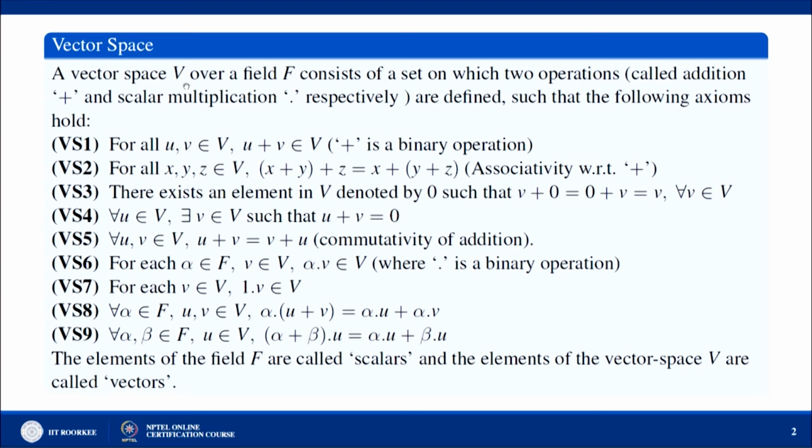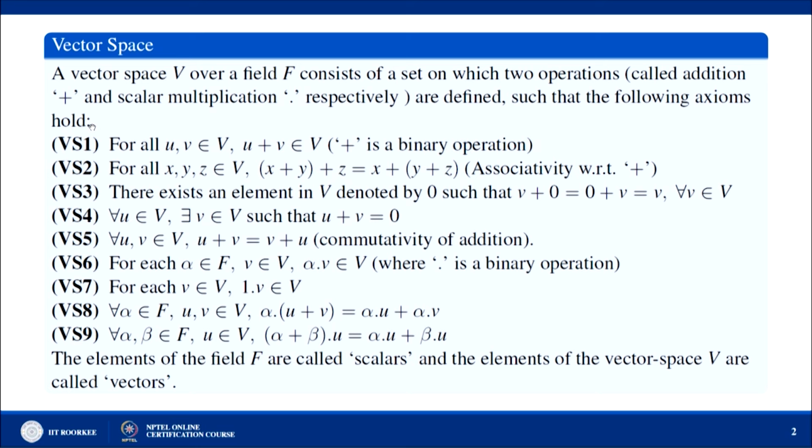So, today we will discuss vector spaces, what vector spaces are. So, let us start. Now, a vector space V over a field F consists of a set on which two operations called addition, denoted by a plus sign, and scalar multiplication, denoted by a dot, respectively, are defined such that the following axioms are satisfied.